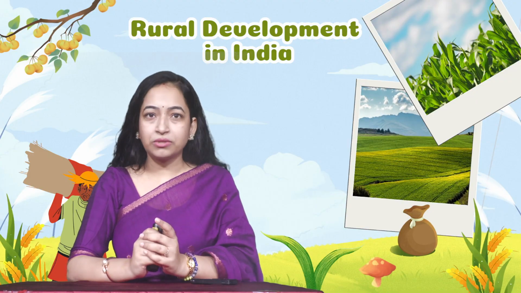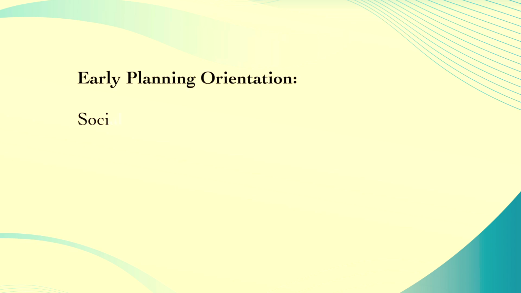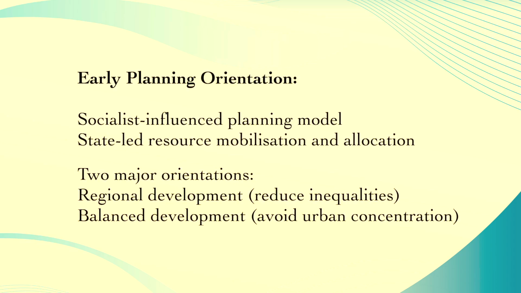From the outset, India adopted a planning framework shaped by socialist-influenced ideas. The state would mobilize resources, allocate priorities, and seek to achieve both growth and equity.